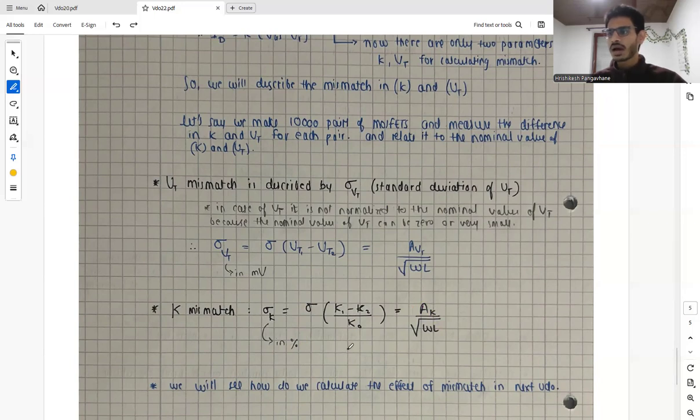And we will see how we calculate the effect of mismatch, and we will discuss these parameters in great detail in the next video. For this video, I think that's all.